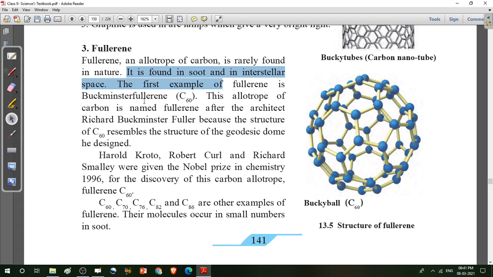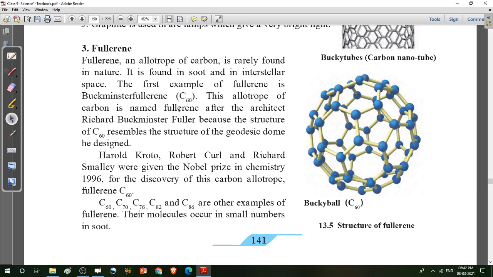Here there are two types of fullerenes. The first one is Buckminsterfullerene and the second type is the buckyball. There are two types, but in your textbook one example is given, that is Buckminsterfullerene. So underline this word, Buckminsterfullerene, and the molecular formula is C60. What is the meaning of C60? It means 60 carbon atoms form this compound. When 60 carbon atoms combine with each other, they form the fullerene.